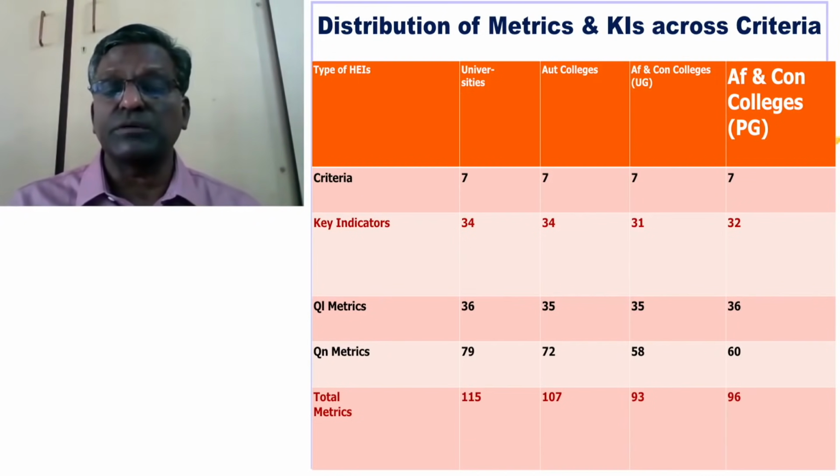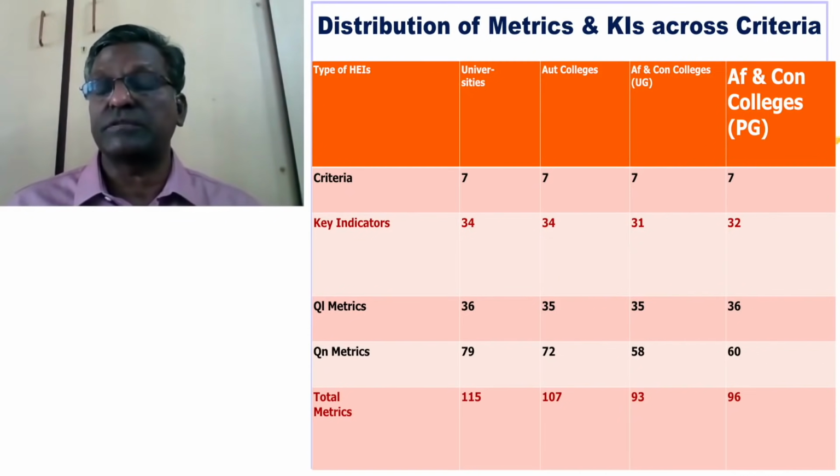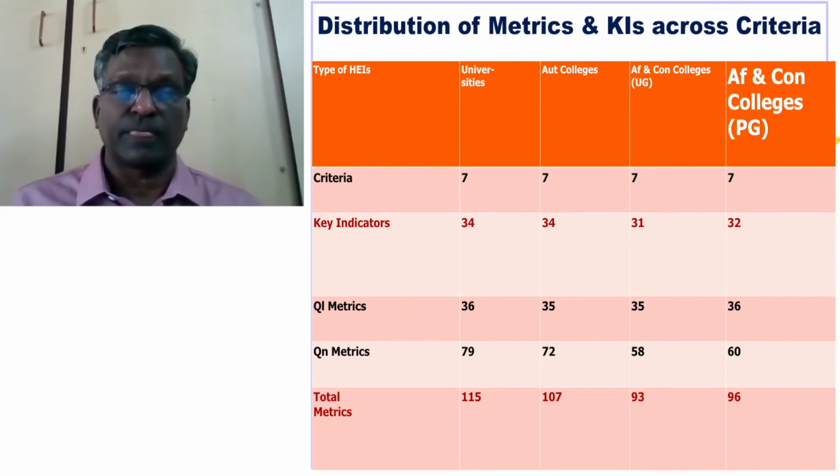And look at the number of key indicators. In the case of universities and autonomous colleges, it is 34 each. Whereas in the case of affiliated and constituent colleges, which offer both UG and PG programs, we have 32 key indicators, whereas in the case of affiliated and constituent colleges, which offer only UG programs, we have only 31 key indicators. Okay, so I said there are 3 key issues. Number 1, criteria, 7 criteria, then key indicators, 34, 34, 32, and 31.